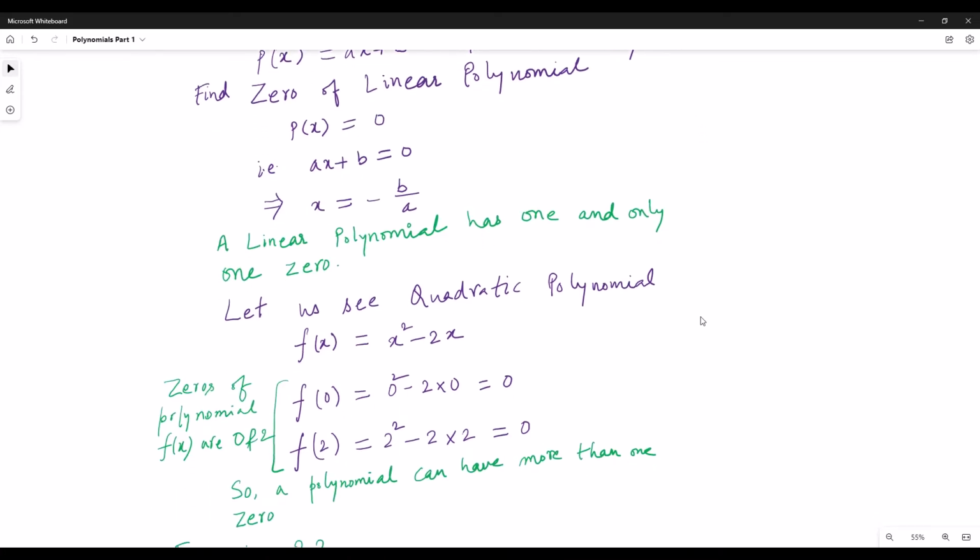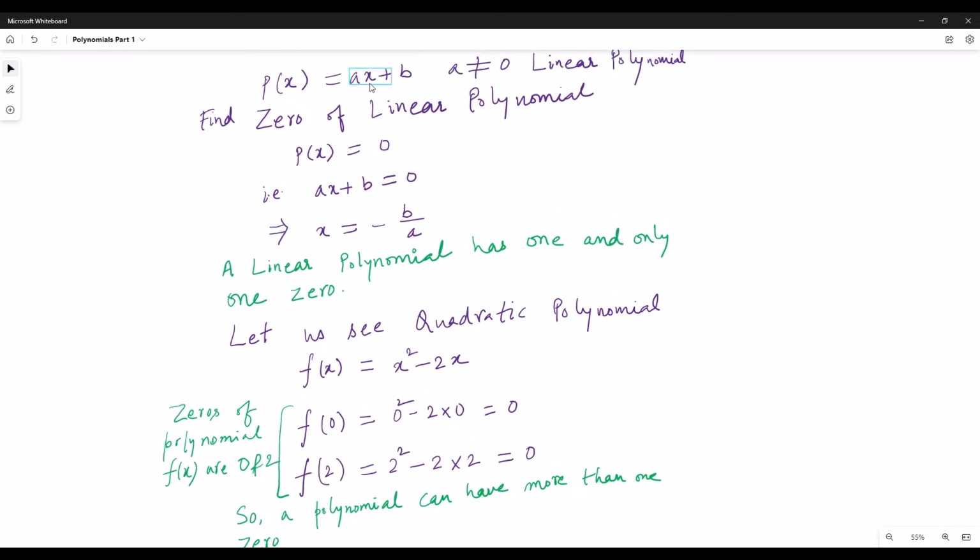A linear polynomial has one and only one zero. So for only one value of x, this expression will be 0. One and only one root, we call it. There is only one root of this linear polynomial.